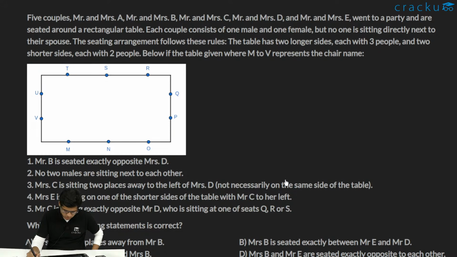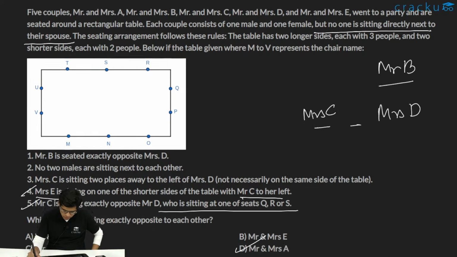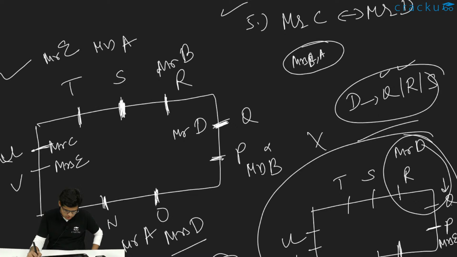Okay, then we are up with this. Anyone with this answer? Okay, Mr. and Mrs. B, how many people are sitting? Mr. and Mrs. B, you can see there are 2 people.